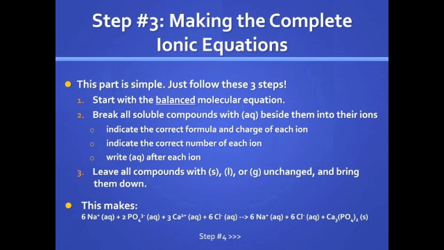equation. And this makes 6 Na+ aqueous plus 2 PO4 3- aqueous plus 3 Ca2+ aqueous plus 6 Cl- aqueous, which equals 6 Na+ aqueous plus 6 Cl- aqueous plus Ca3(PO4)2 solid. There you go. Alright, moving on to step 4.